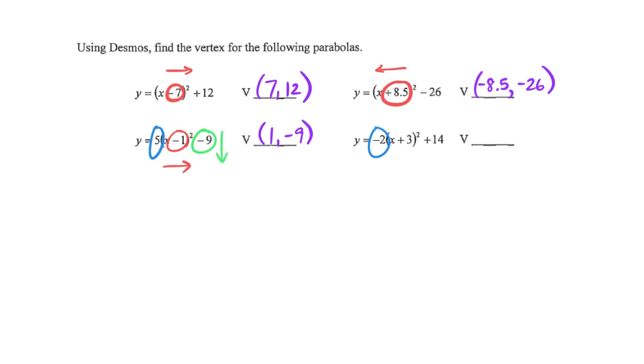Do we see that same thing in our last parabola? I'm hoping that you came up with a vertex of (-3, 14). The plus 3 on the inside, I'm adding 3, so my x's are 3 less, shifted to the left. And me adding 14 on the end, outside my squared, shifted my parabola up.